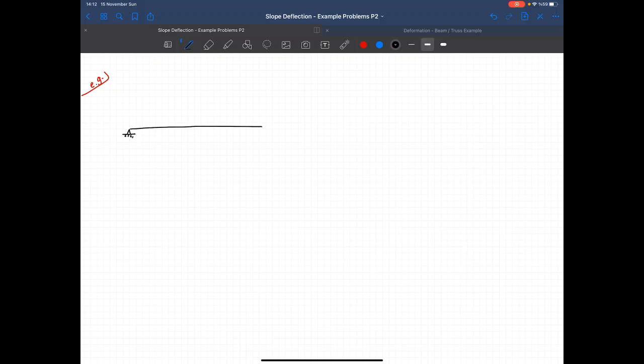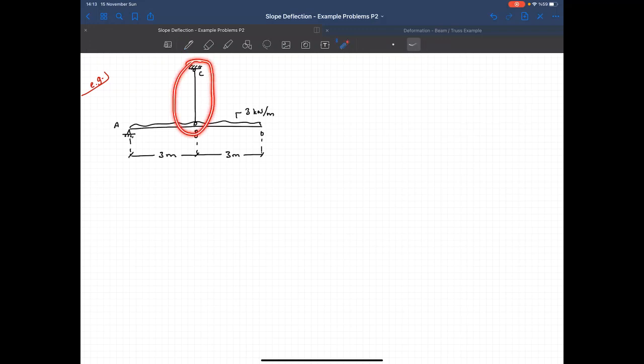We have a continuous beam, member A, B, D, and I have a truss member in here. Length of AB is equal to 3 meters. Length of BD is equal to 3 meters. And we have a uniformly distributed load, which is equal to 3 kilonewton per meter. That's point C.